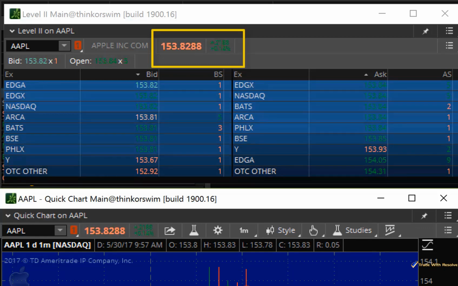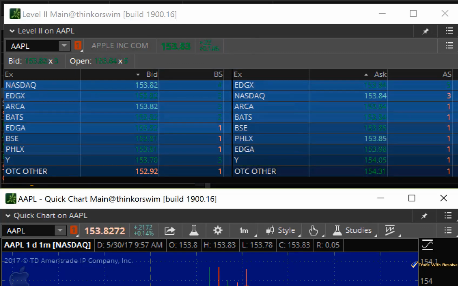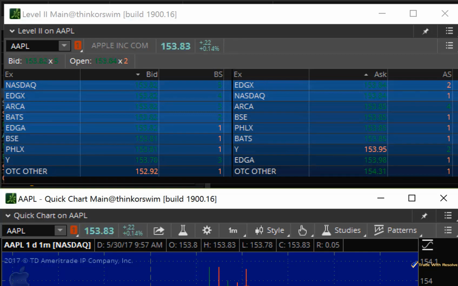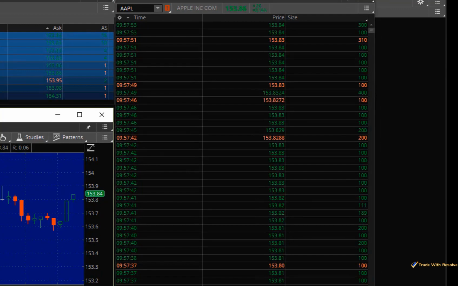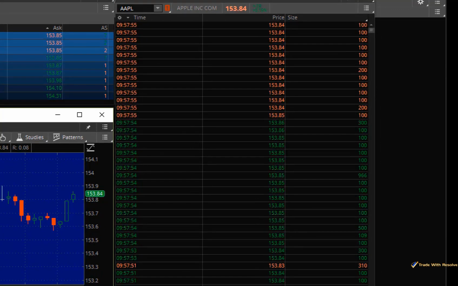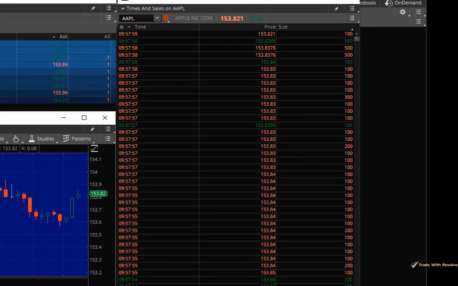So we had some buys at 153.82, 153.83, a sell at 153.82. It is moving very quickly. But anytime the transaction is red, it's a sell. Anytime the transaction is green, it's a buy.